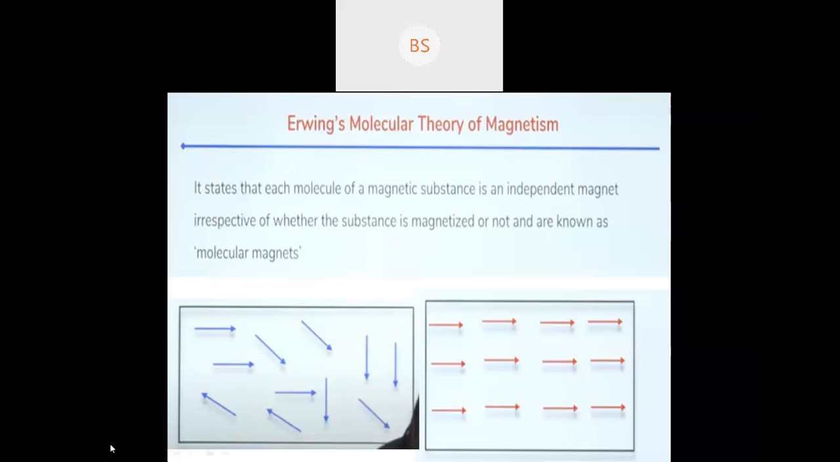But in it some magnetic molecules are already there. How are the magnetic molecules in an iron rod? They are randomly placed. You can see here the molecules are in a random way. The molecular magnets are in random.